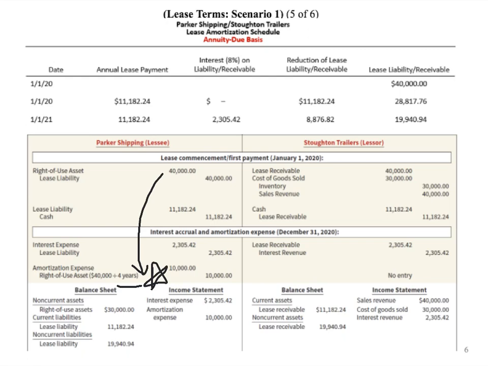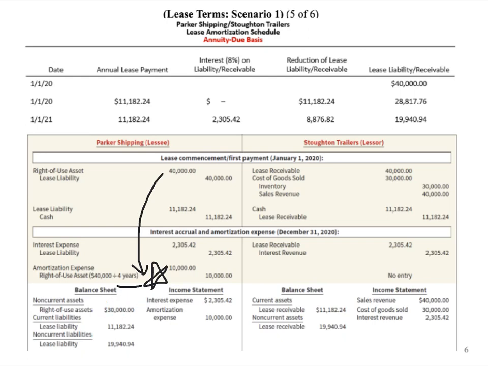So let's take a look at what will be going on in the financial statements. This is the part of the presentation where a lot of times you guys get a little bit confused. So let's take a look at the balance sheet. We will have non-current asset, right of use asset, at $30,000. How did we get that? We started at 40, but then remember we also amortized 10. Here's my credit. So we have $30,000 remaining.